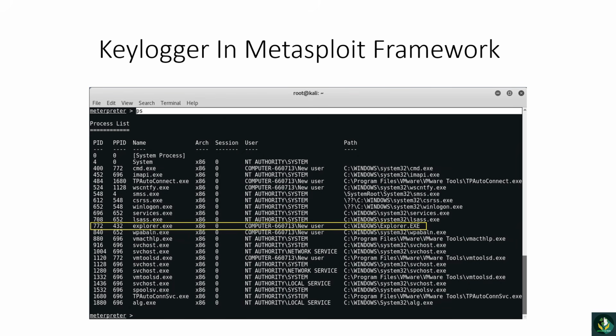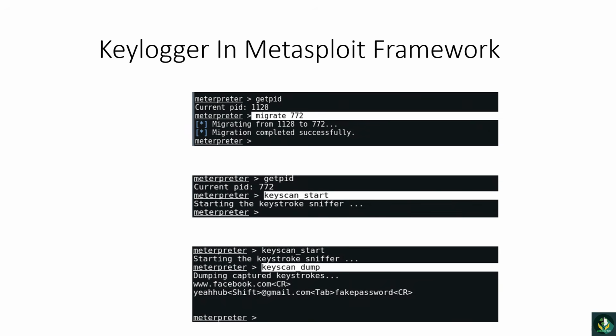The process ID is 772, which we need before starting the keylogger module. To check your current process ID where you injected your payload, just type getpid in the Metasploit session. As you can see, you will get your current PID, which is 1128.